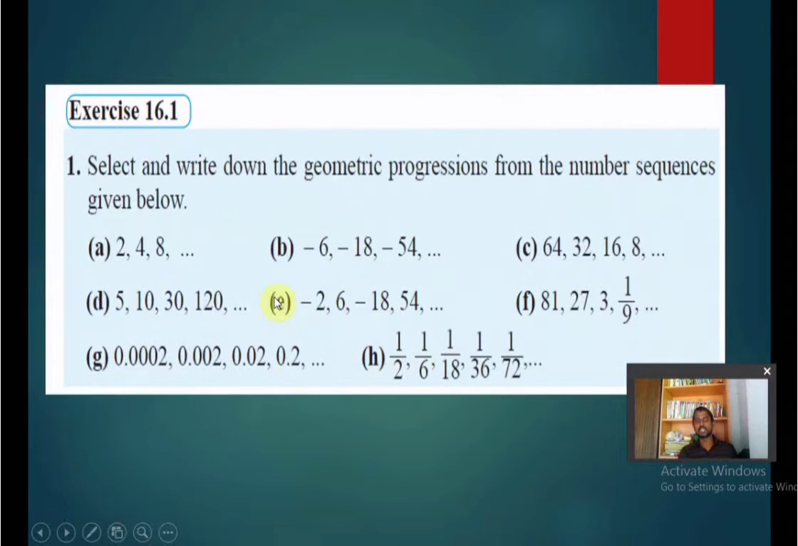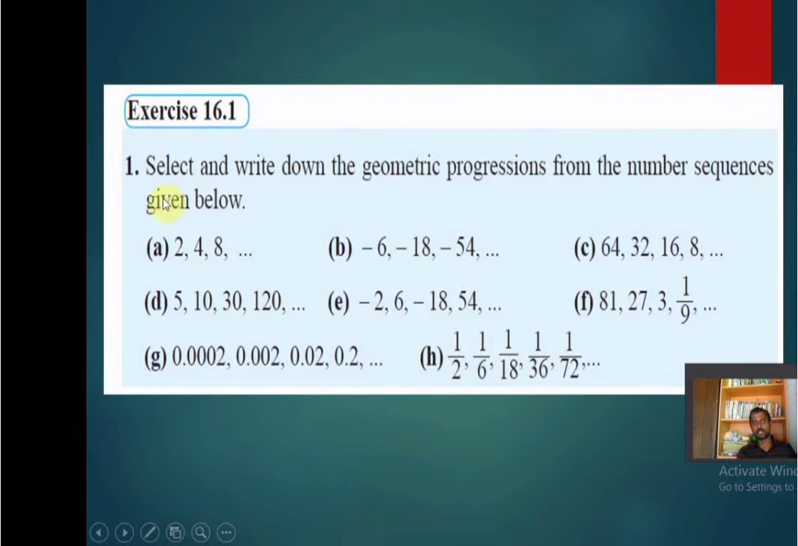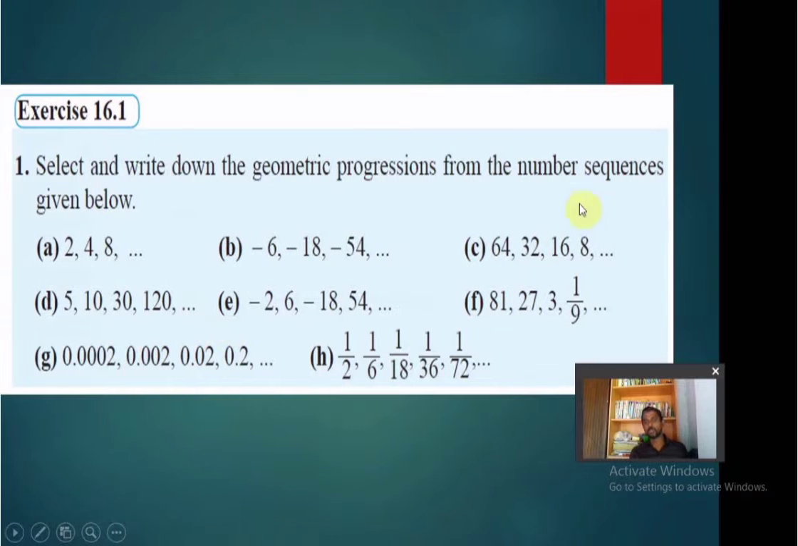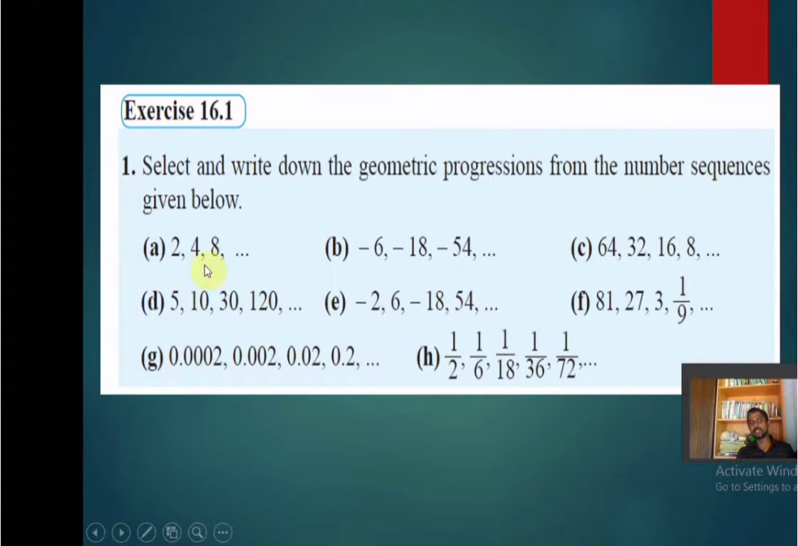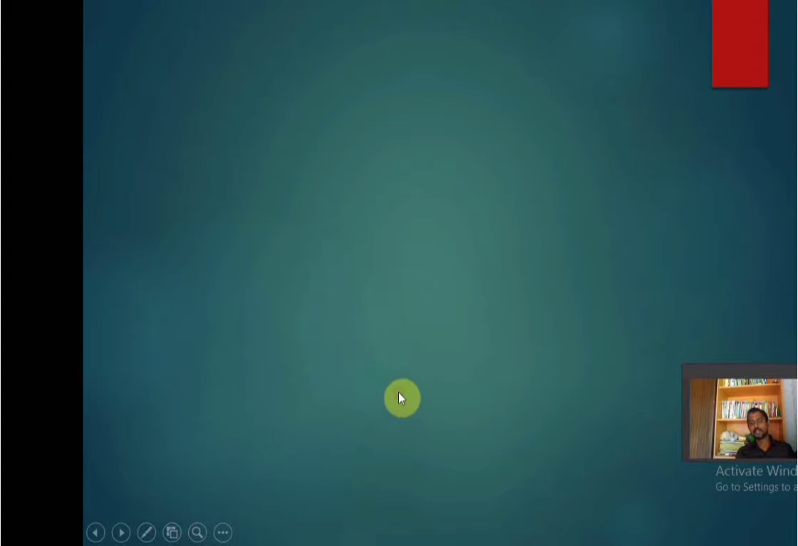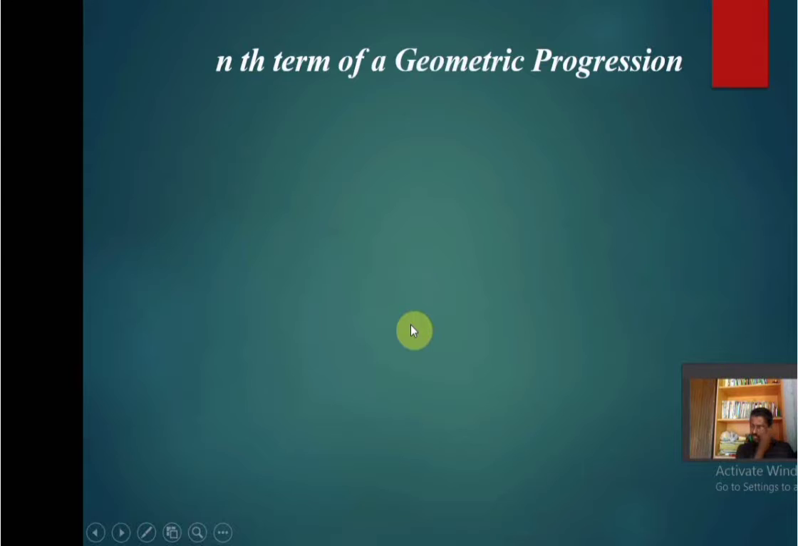Students, in your textbook, in exercise 16.1, they gave one exercise to find which ones are geometric progressions. Then we will go to the next one: the nth term of a geometric progression. How do we find the nth term of a geometric progression?